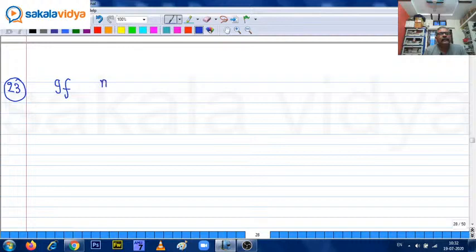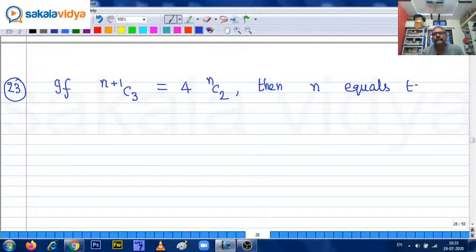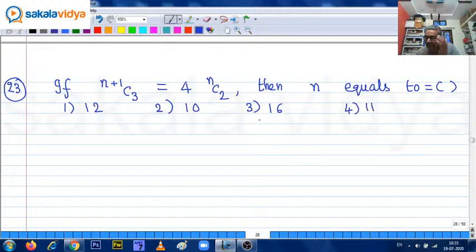If n plus 1 C3 equals 4 times NC2, then n equals to: first option 12, second option 10, third option 16, fourth option 11.